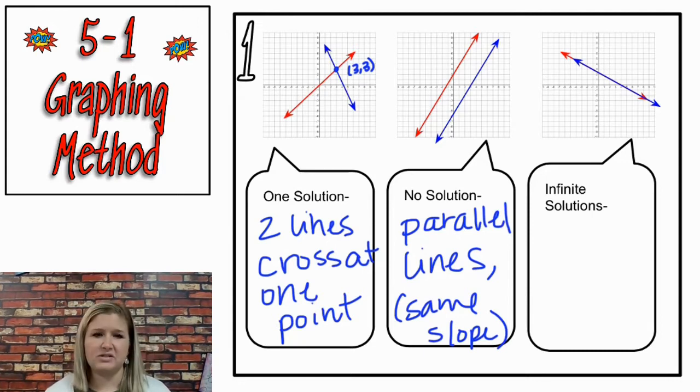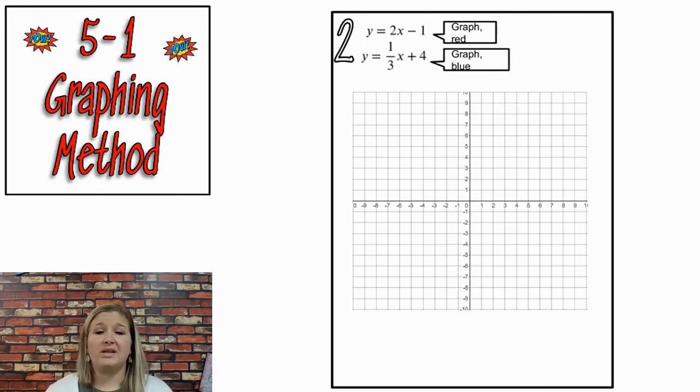And then infinite solutions. This seems kind of silly, but if you look at two equations and they're the exact same equation, which would mean they lay right on top of each other, then you would have infinite solutions. They would cross everywhere on that line. Remember, those lines continue on and on. That's where we get infinite solutions from. So let's try this out.